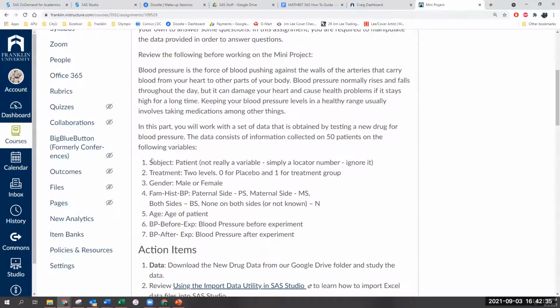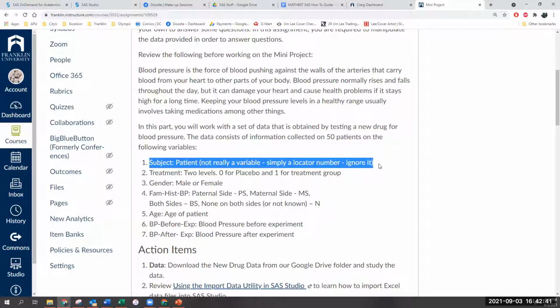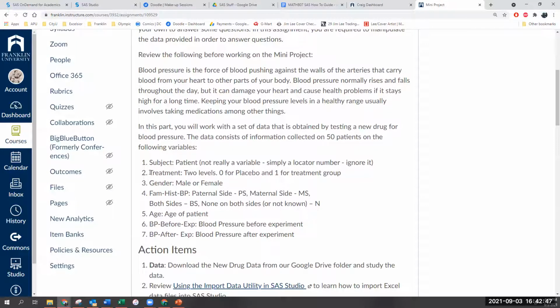So first of all, the first variable that you see in the data set is the subject. And as I wrote right here, completely ignore that. All that is a locator number. It means nothing. Then there's a variable called treatment. And that variable is made up of either zeros or ones, right? It's just a bunch of zeros and ones, which throws some students off because they see a number and they go, oh, that's a quantitative variable. No, it isn't.